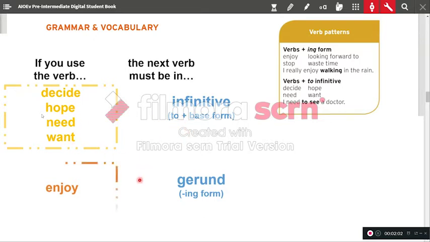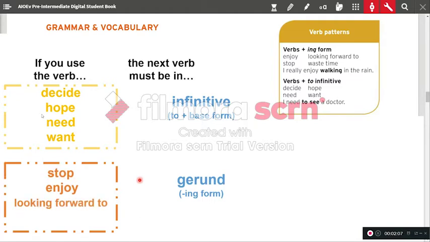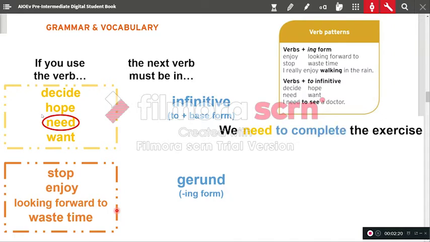But if you use the verb enjoy, or stop, looking forward to, or waste time, the next verb must be in gerund. Let's take a look at some examples of this. For example, if you use the word need and you write a sentence, we need to complete the exercise. Complete has to be in infinitive form. This is correct because we're using the word need. You cannot say we need completing because it's not infinitive, it's gerund. So this is incorrect.